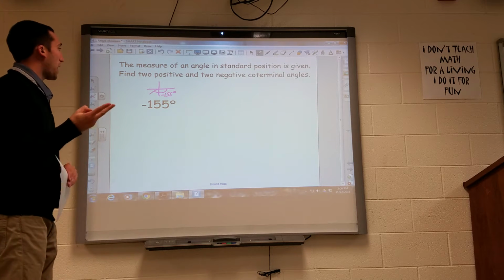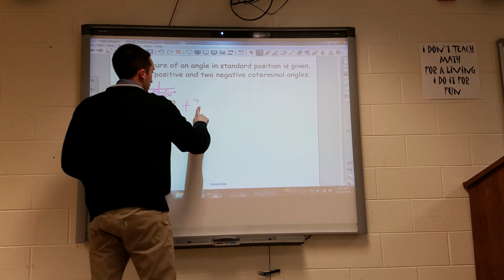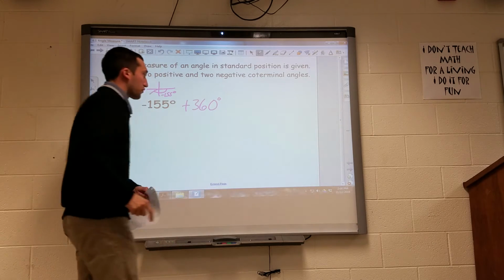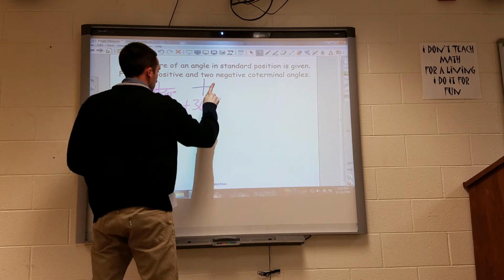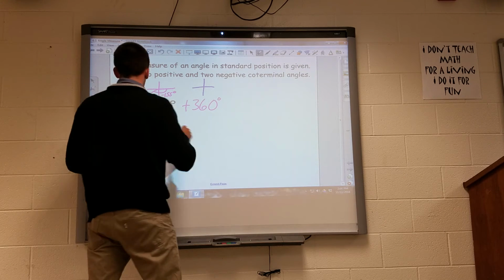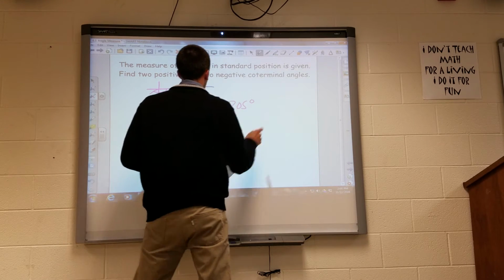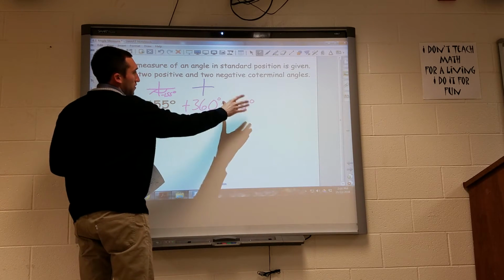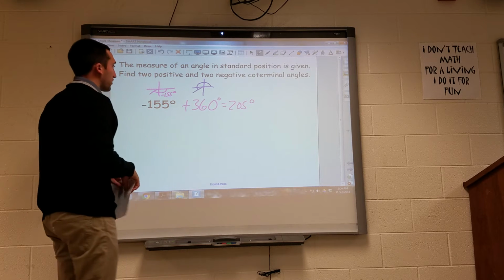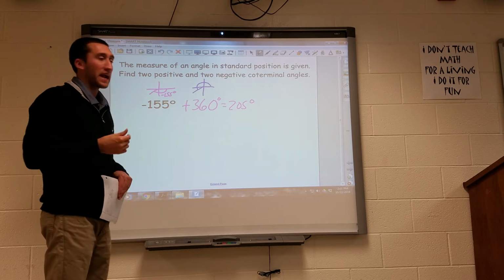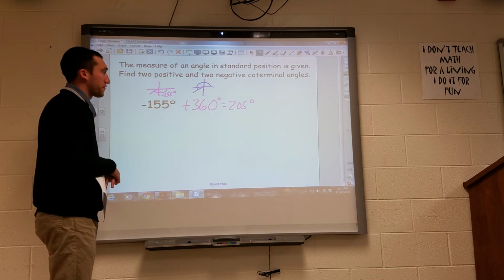So if I want to find two positive, I'm going to take negative 155 degrees and I'm going to add 360 degrees. Positive 360 degrees. So really, that is going to give me 205 degrees, and that's a positive value, 205. That's going to start going up, and you'll notice that that is the same angle as negative 155 degrees. So 205 degrees is the same as negative 155.